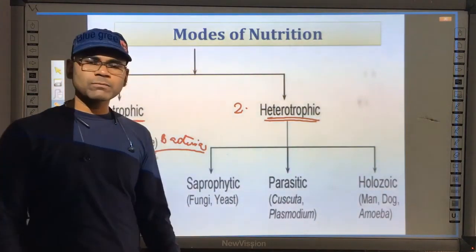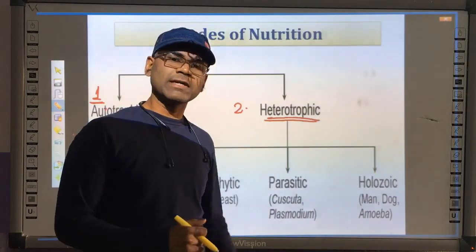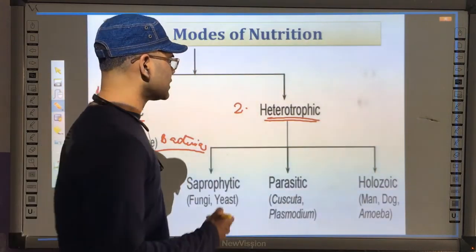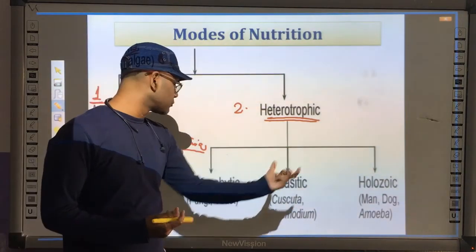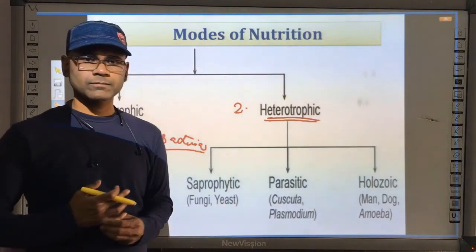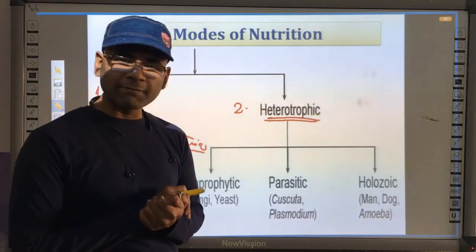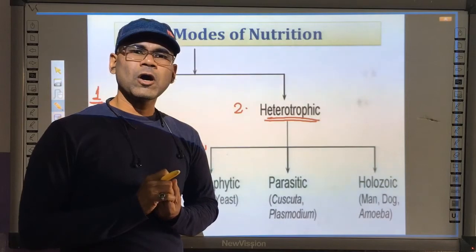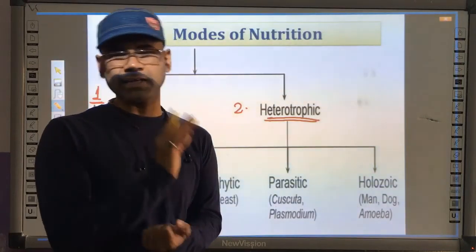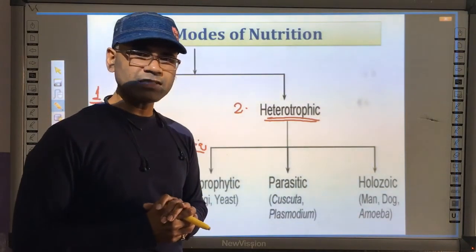The heterotrophic mode of nutrition is a mode of nutrition in which an organism depends upon another organism for its nutrient. Heterotrophic nutrition basically includes three different modes of nutrition: saprophytic, parasitic and holozoic. The saprophytic mode of nutrition is one in which the organism obtains its nutrient from dead and decaying material, for example, yeast and various fungi.